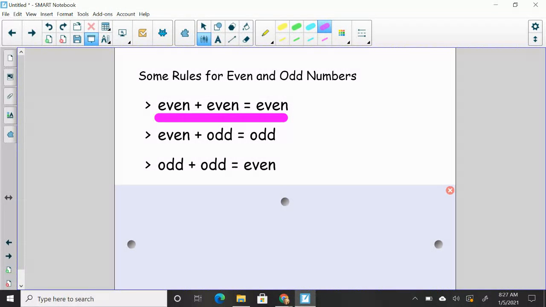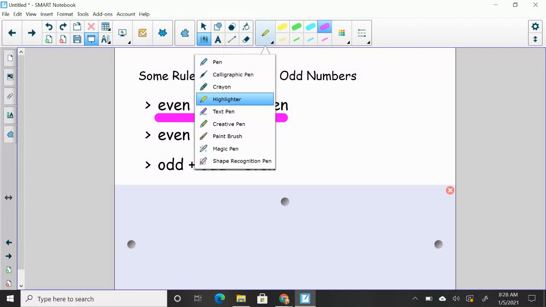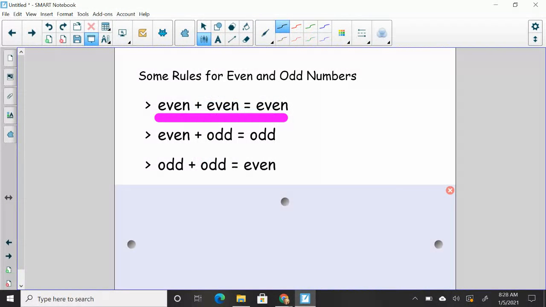If you're having trouble remembering these rules, just try a simple example problem out. For example, 2 is an even number. If I add that to another simple even number, say 4, then my result is going to be 6. And that works every single time. When you add an even number with an even number, your result or your sum will always be even. Okay?